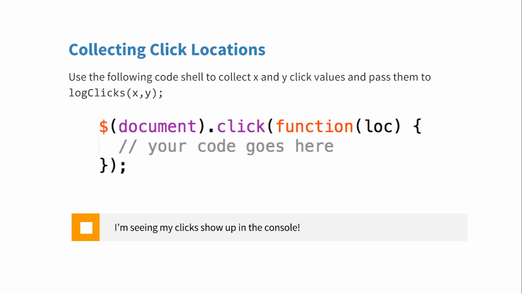It's going to append the X and Y values to a list and console.log what you saw before, X location with a pixel value and Y location with a pixel value. When you do everything right, you should start seeing your clicks showing up in the console.